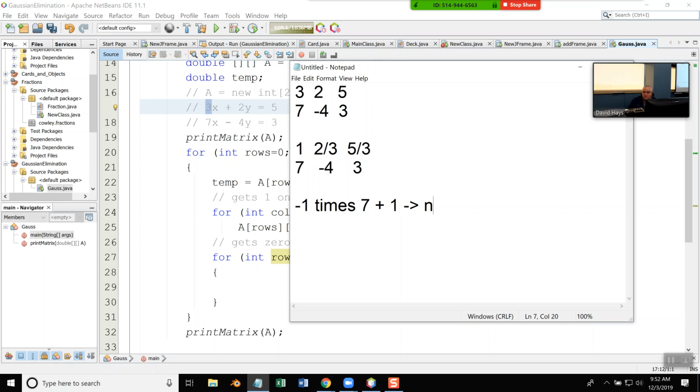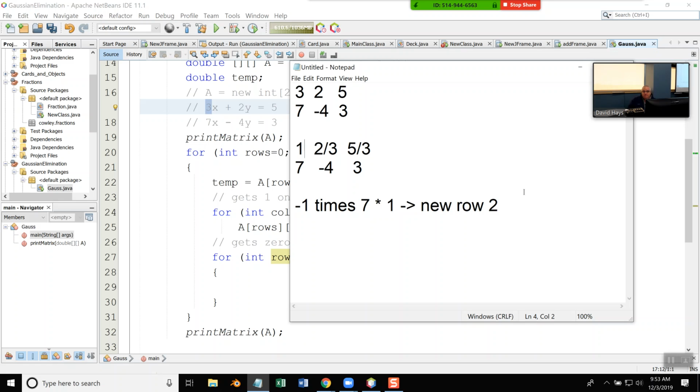And this is our new row 2. So -1 times 7 is -7 plus, multiply. There it goes. -1 times this 7 gives -7 times this. I'm trying to think of a program actually, just thinking from algebra.